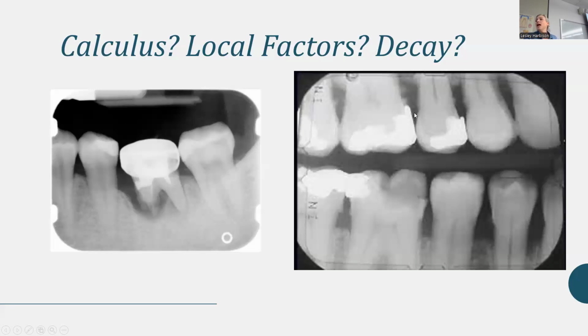On this one, we have overhangs, we have calculus, we have bone loss. If you were to guess, where would you stage this bone loss down here? Might be different up here, but where would you stage it down here, on the mandible, in this bitewing? If you were to guess.